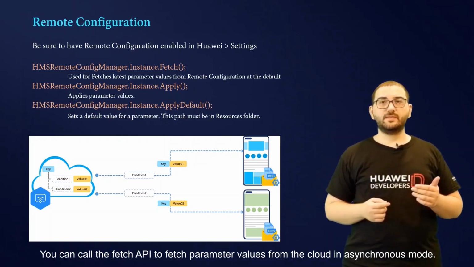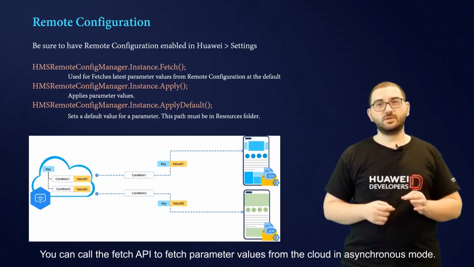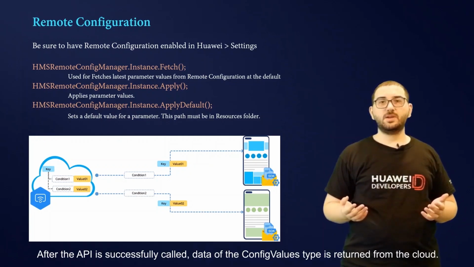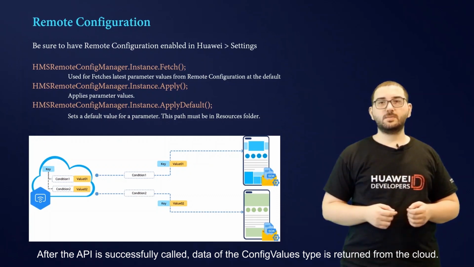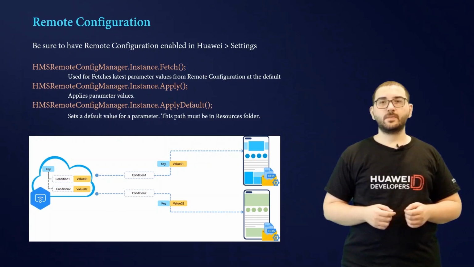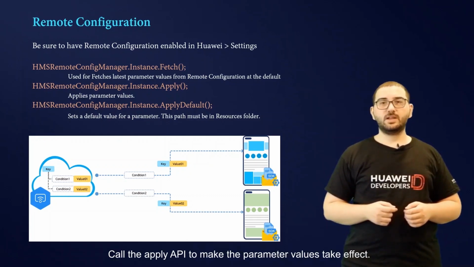You can call the Fetch API to fetch parameter values from the cloud in asynchronous mode. After the API is successfully called, the data of the config values types is returned from the cloud. Call the Apply API to make the parameter values take effect.